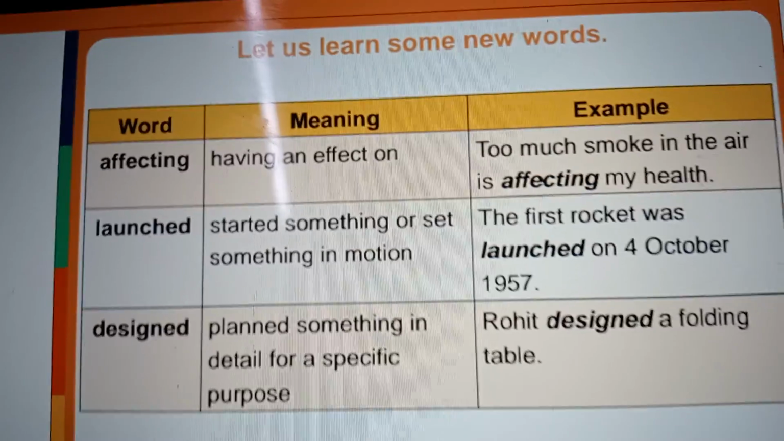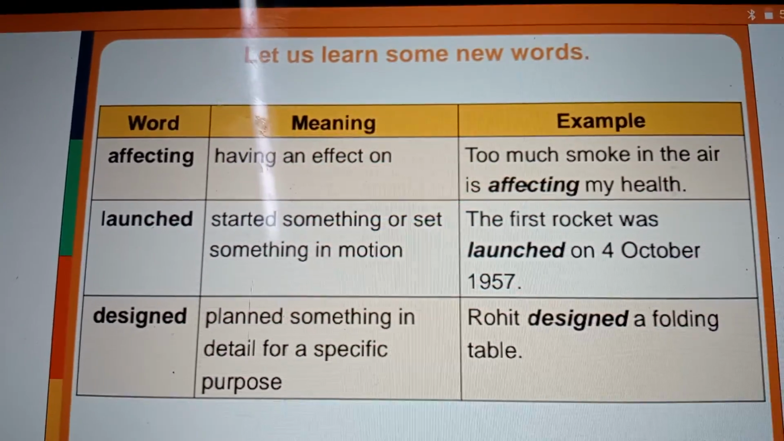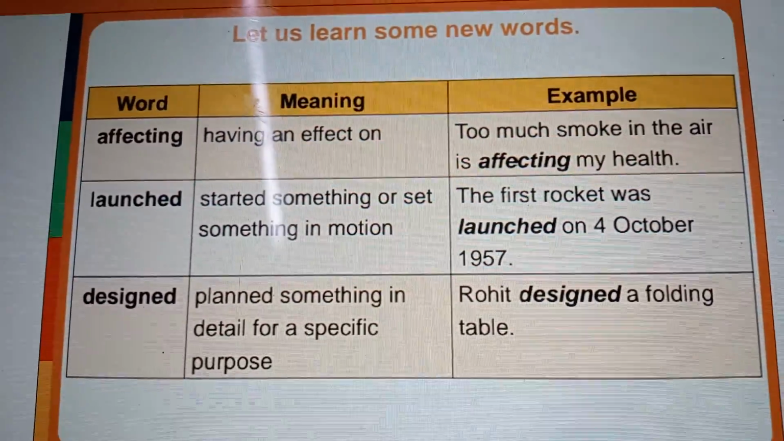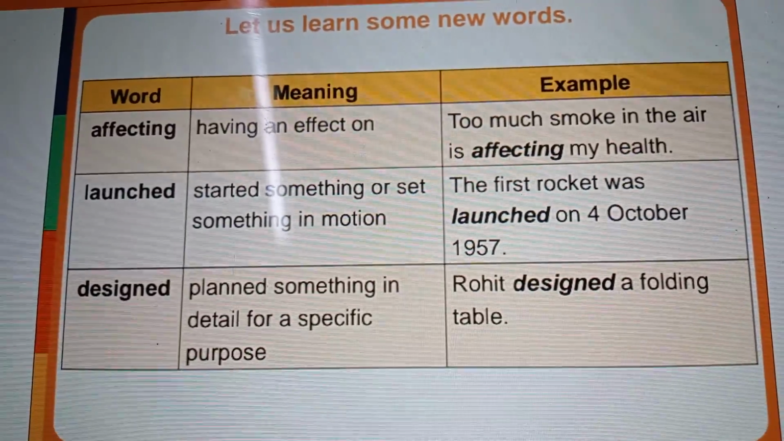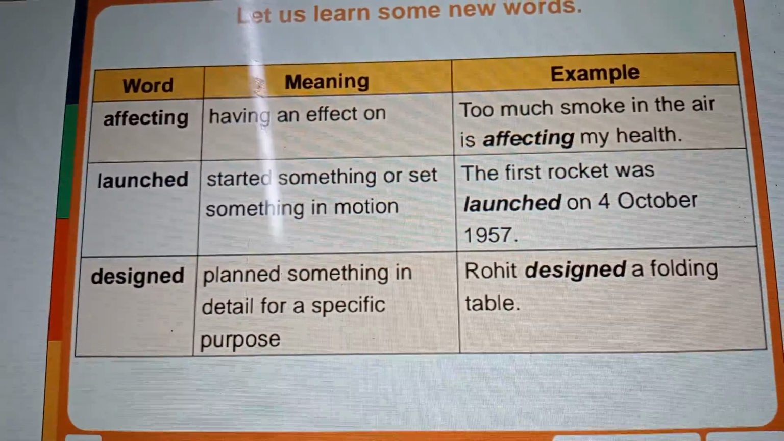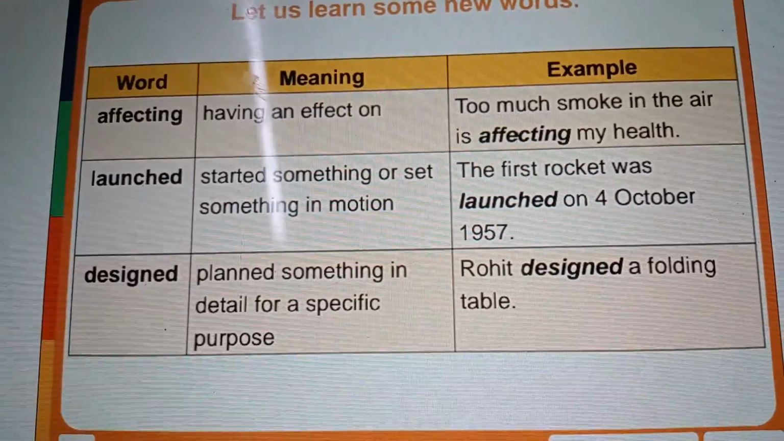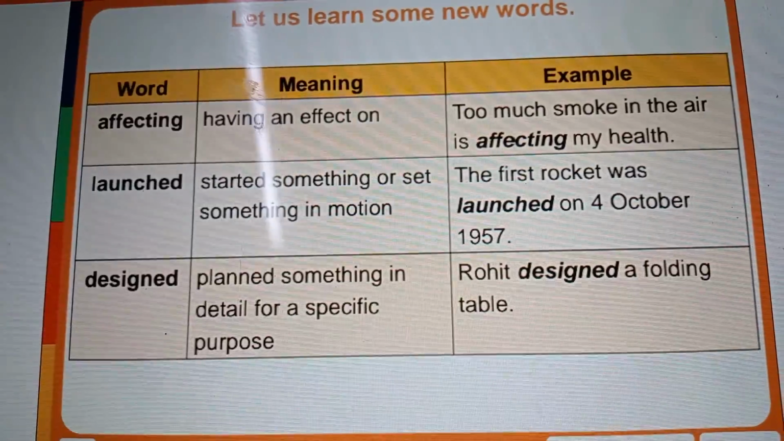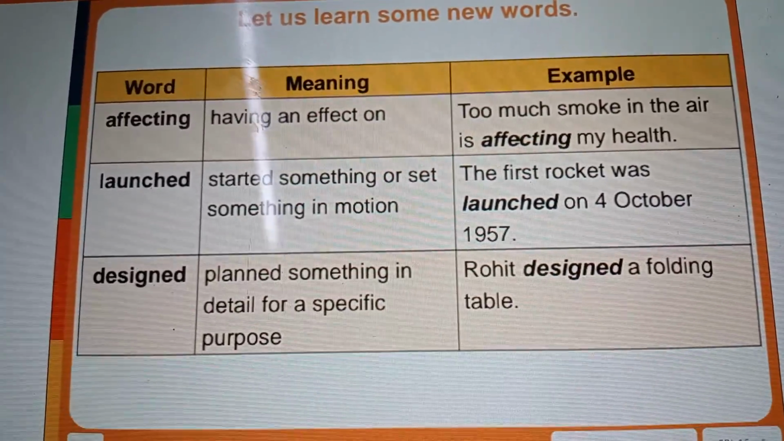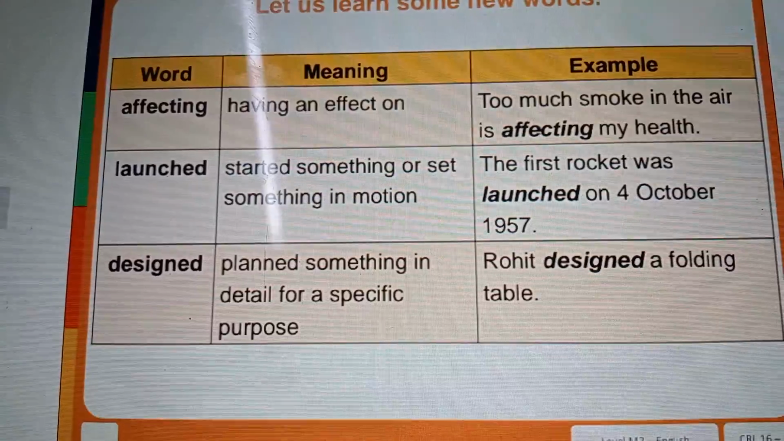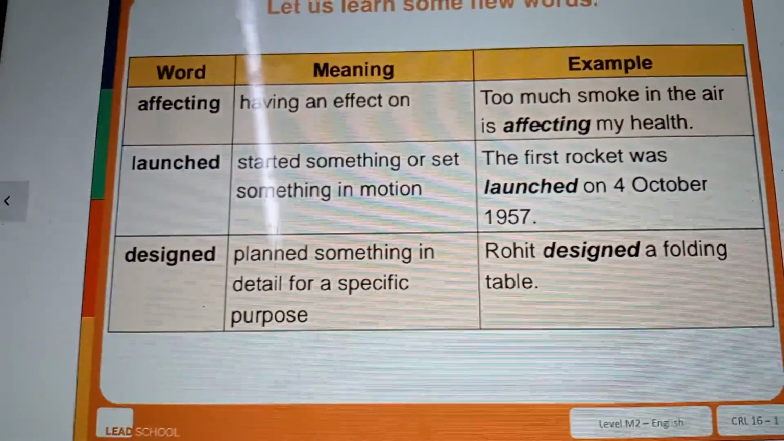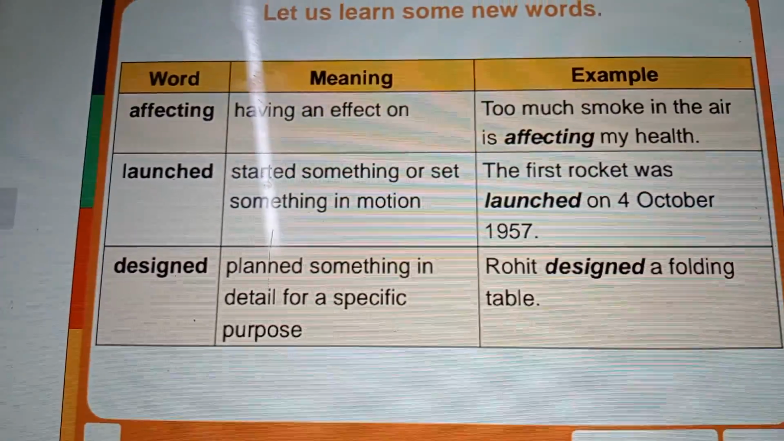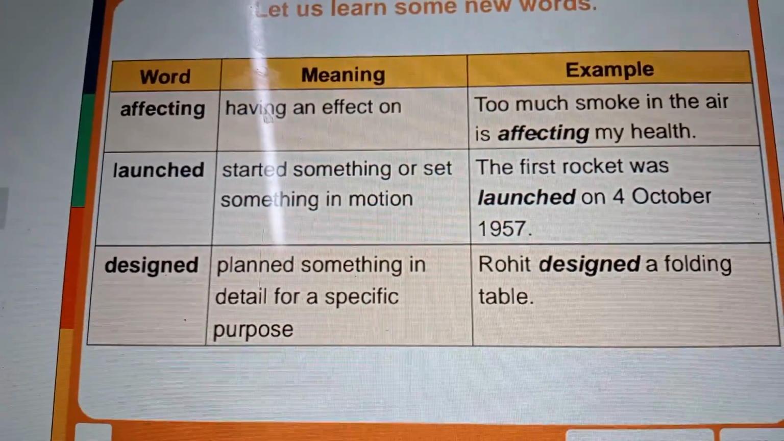Okay. Let us see some new words from this. Affecting: having an effect on. Example: too much smoke in the air is affecting my health. Launched: started something or set something in motion. Example: the first rocket was launched on October 4, 1957. Designed: planned something in detail for a specific purpose. Rohit designed a folding table. These are the new words from that blog post.